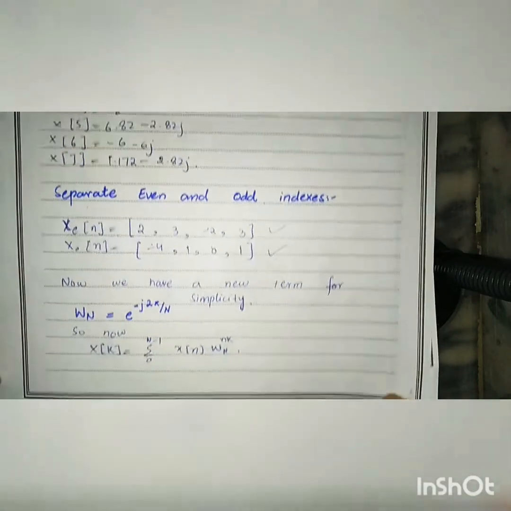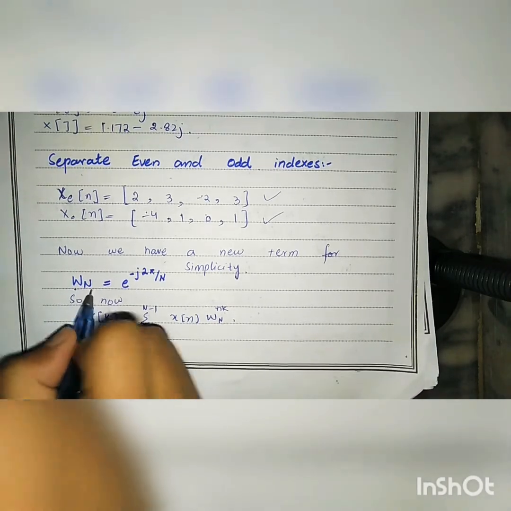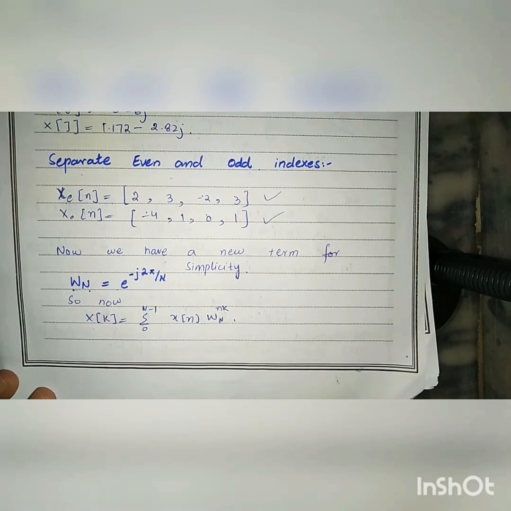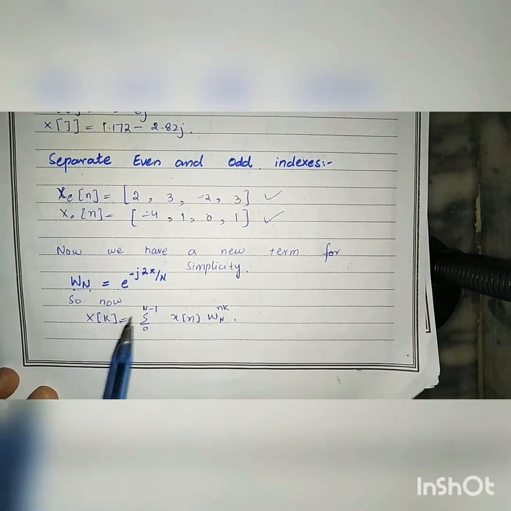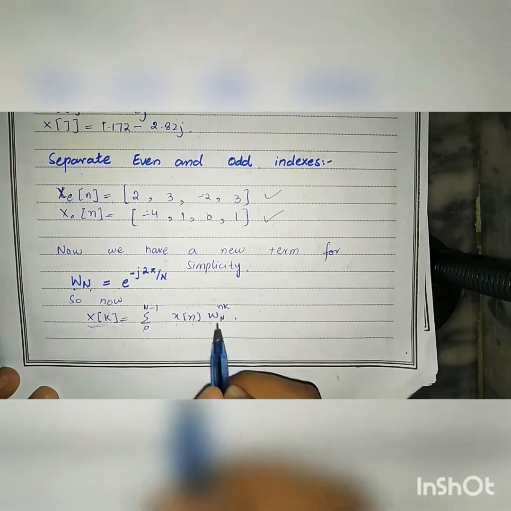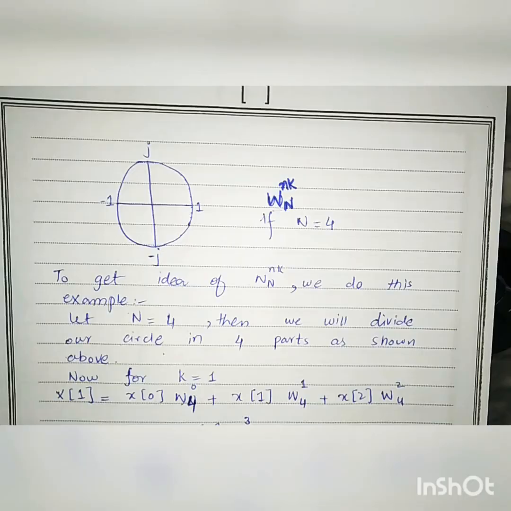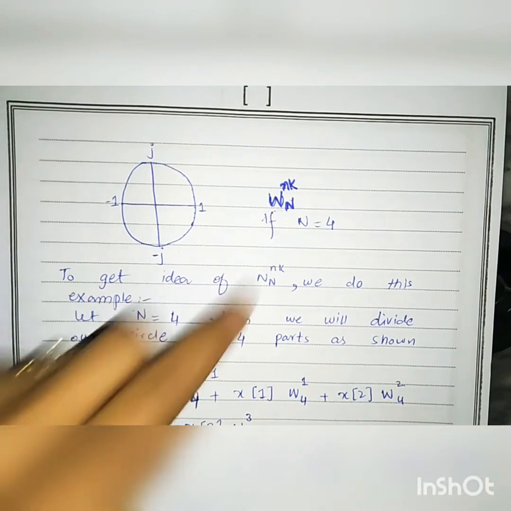Now we are going to introduce a new term for simplicity, that is Wn. Wn is equal to e to the power minus j 2 pi divided by n. Now we will learn how we can use it. So when we put it in the DFT equation, we get x of k is equal to summation from 0 to n minus 1 of x of n times omega n to the power nk. Now we want to know what that omega n to the power nk exactly is.